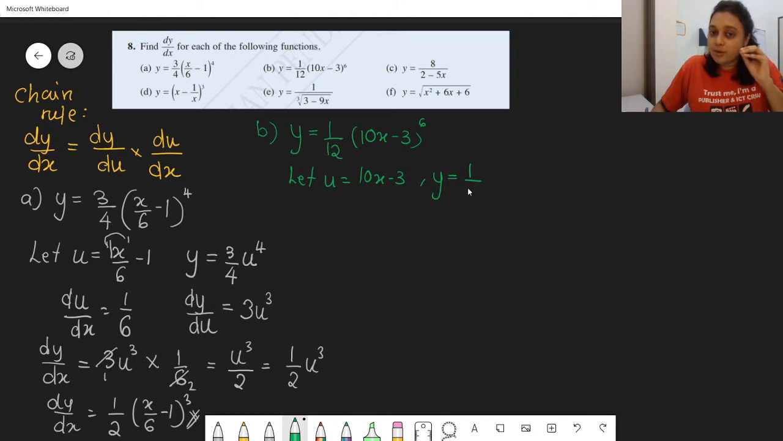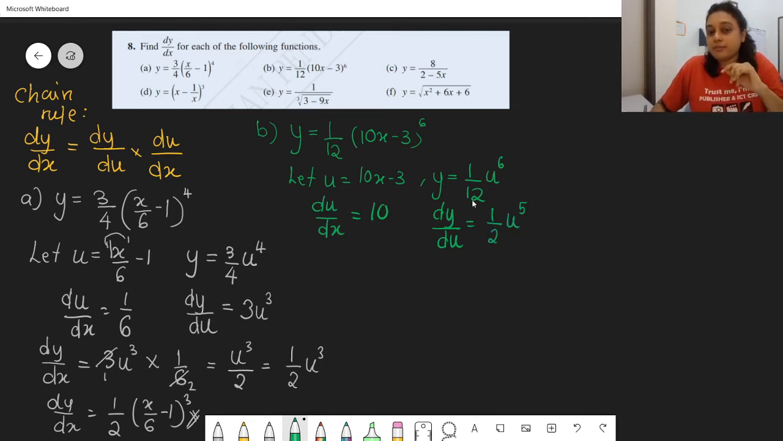Now you write your y in terms of u. That means this is going to be 1 over 12. This whole thing now already becomes u, isn't it? So this is going to be u power of 6. Now find what is du dx, differentiate. So we get 10 only. Differentiate dy du. So 6 times 1 over 12, we get 1 over 2. u will be power of 5, less by 1. The power always minus 1.